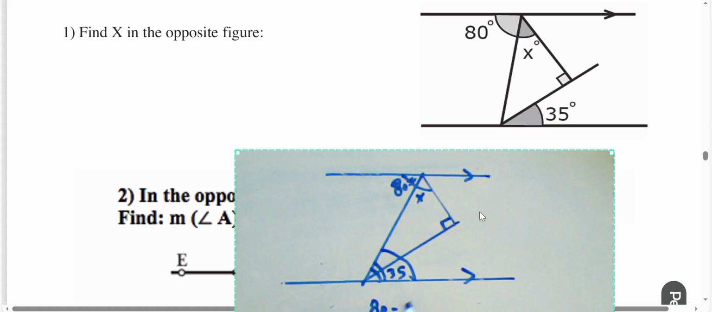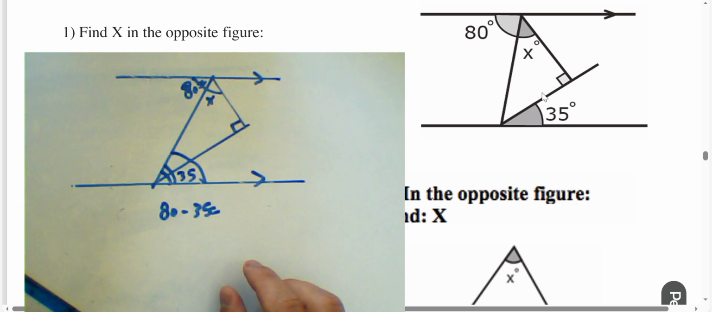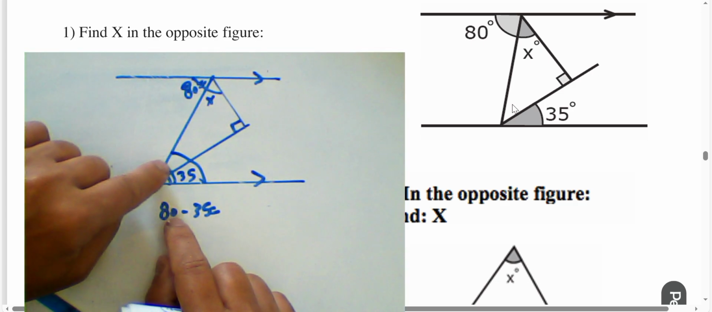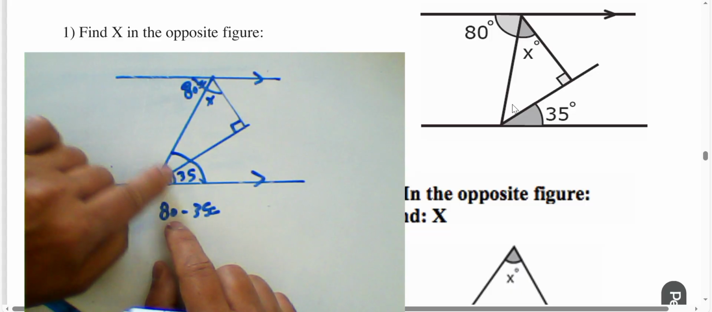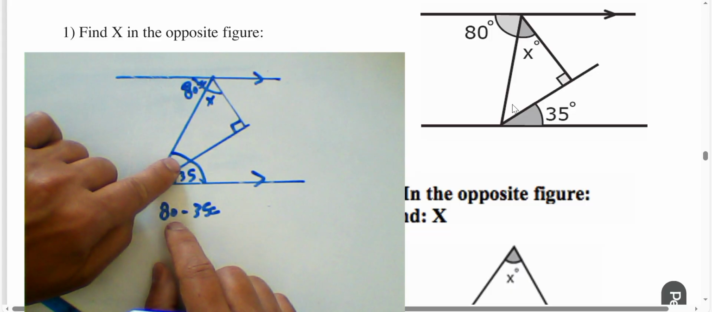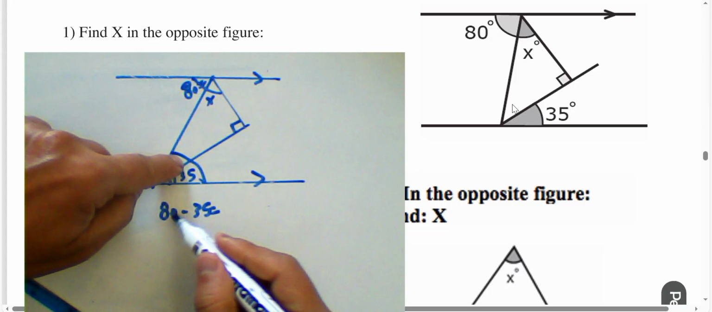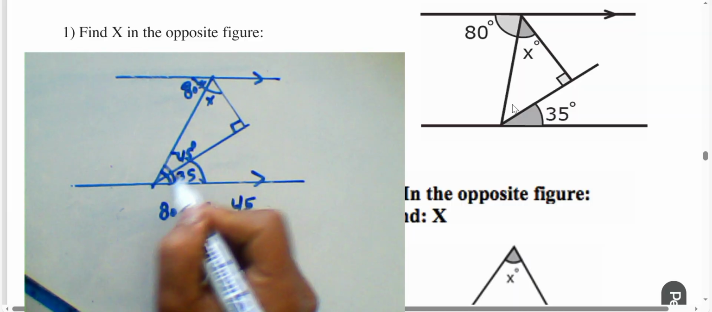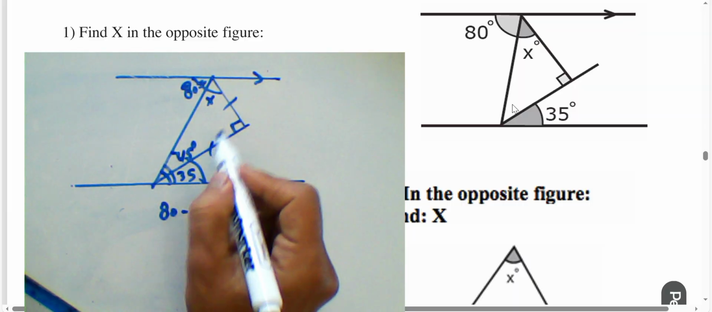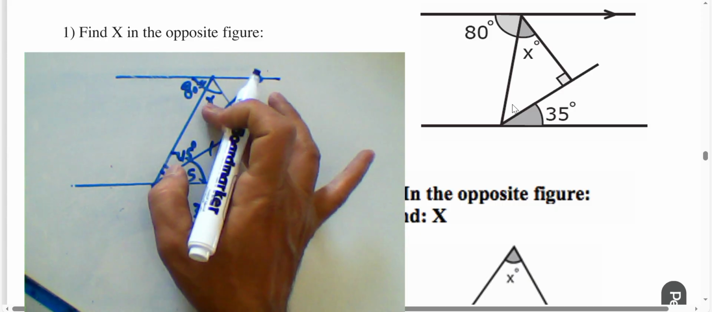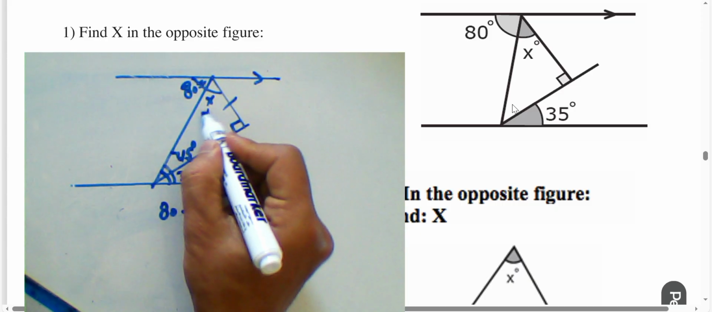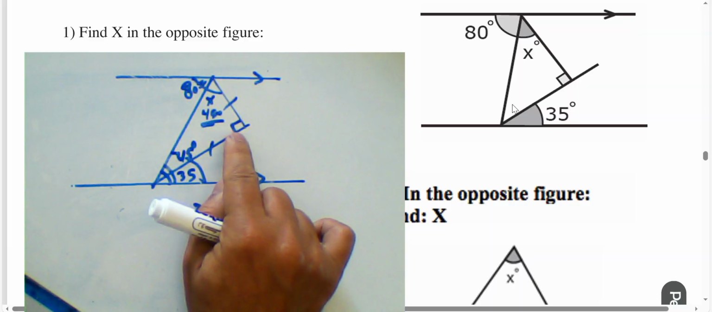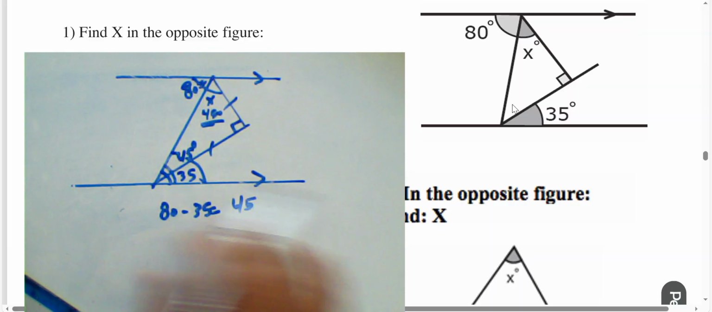80 subtract 35, we can find the difference to find the measure of the angle here, because this angle is 80. 80 minus 35, we can find this down here. 10 minus 5 is 5, and 7 minus 3 is 4, it equals 45 degrees. Then we have an isosceles triangle here. It's 45 and 90, then the measure of the angle inside will be 45 degrees. 180 subtract the sum of them, 90 plus 45, equals 45.